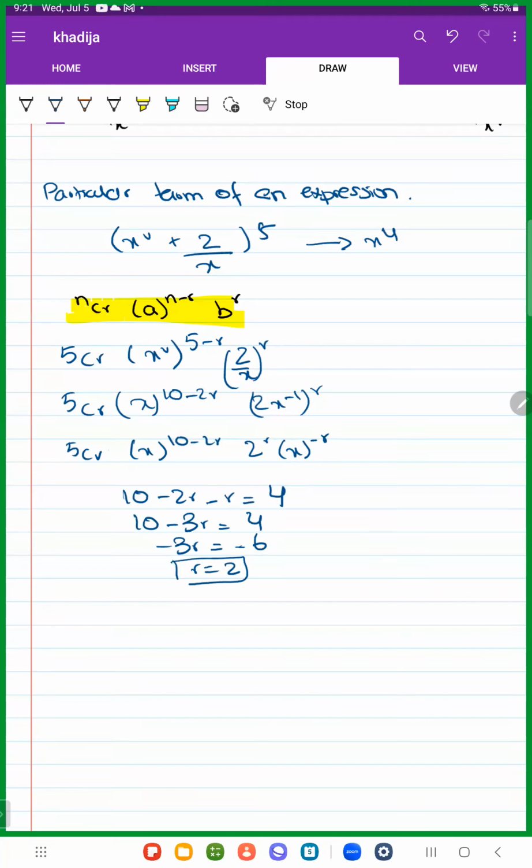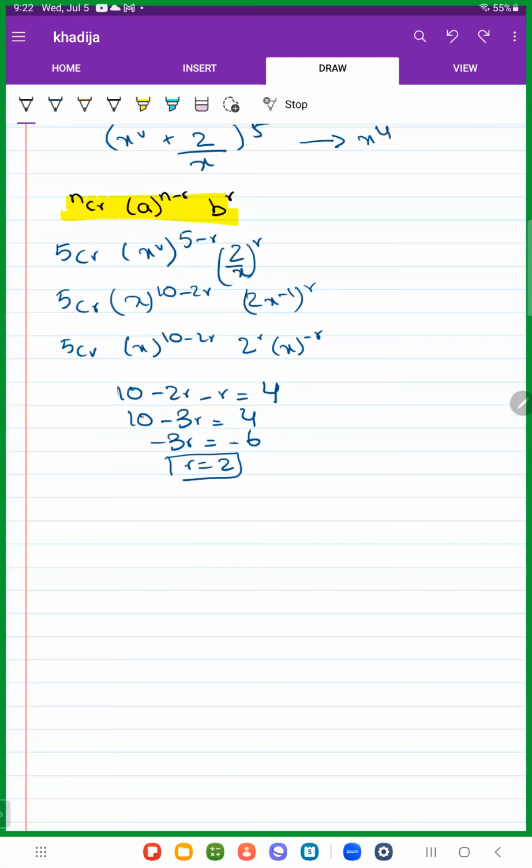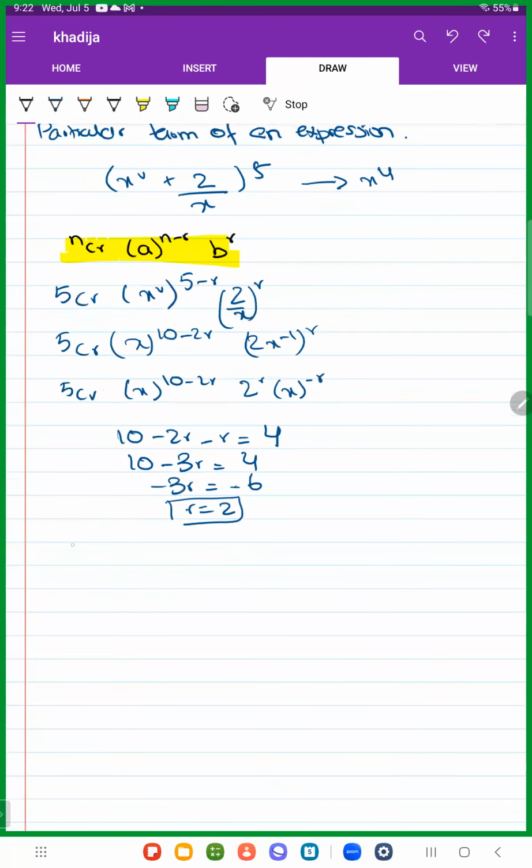So according to this formula, when I put r as 2 in this term formula, I will get a power of 4. Let's try it. So I will put 5C2. What is A? A is x squared. 5 minus 2 is 3. B is 2 upon x to the power of 2. Can you calculate this for me? Yeah, sure. Just give me a minute.